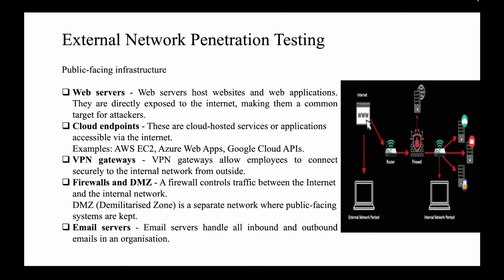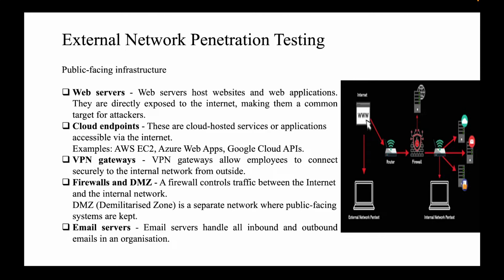VPN gateway. A VPN allows employees to securely access internal systems from home or a remote location. The VPN login page is exposed to the internet. These come under external network penetration testing. A VPN is like a secure door into a company network. If attackers guess or steal that password, they can enter the internal network easily.